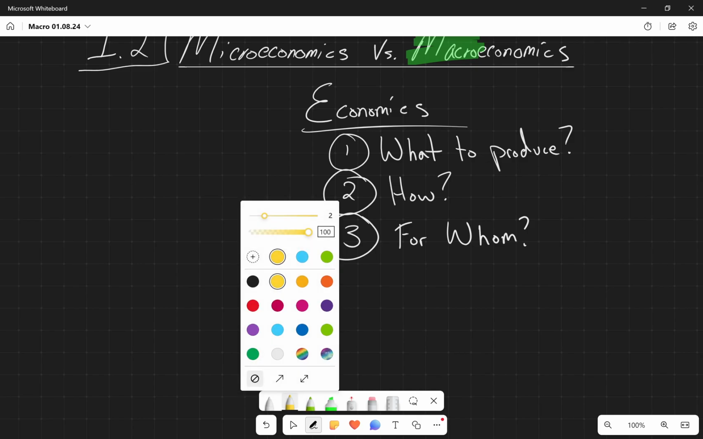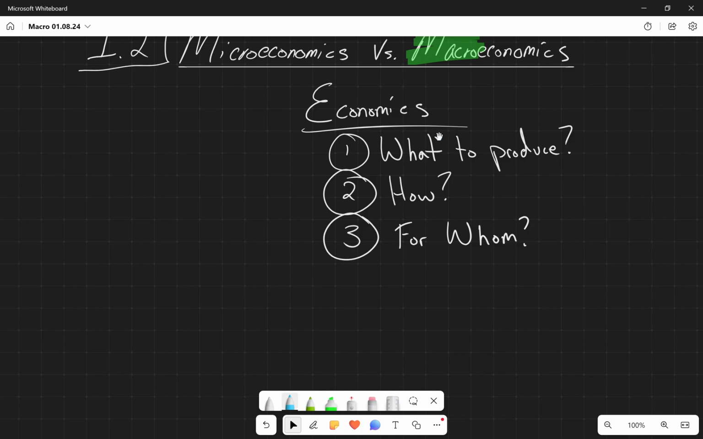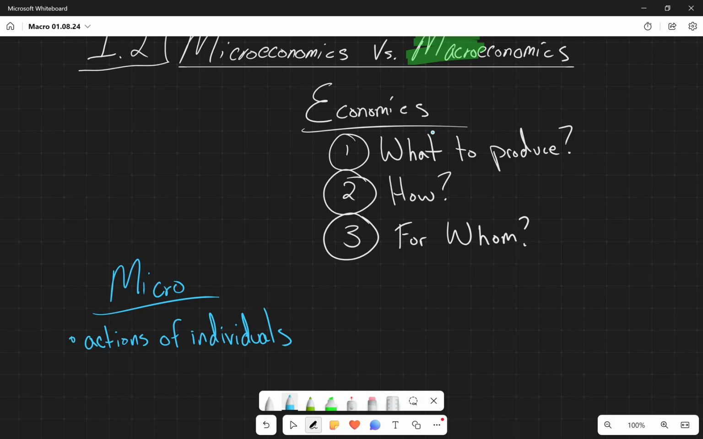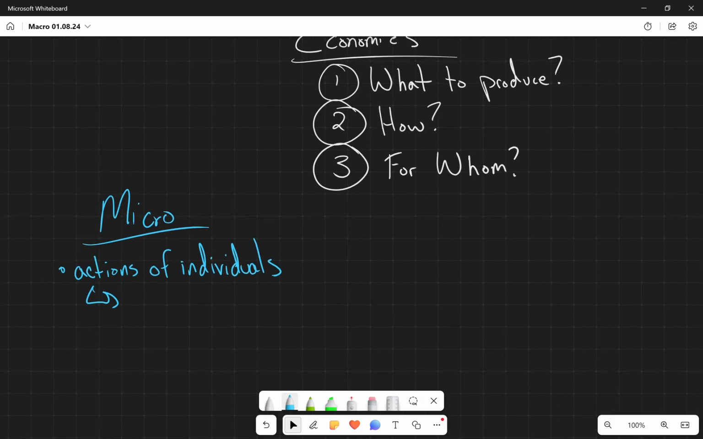And so when we're talking about economics, we split it up into micro versus macro. So microeconomics focuses on the actions of individual agents within the economy. These individuals we would refer to as a household.